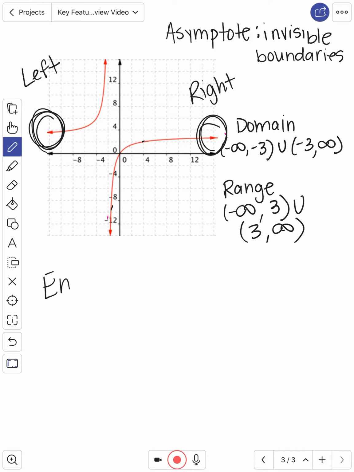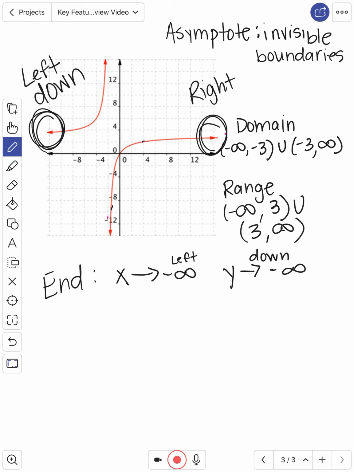So if we're talking about end behavior here, this left side is going down. Even though it's going out to the left, it's still going to keep going down and down and down. So this is going to be left and down. As x approaches negative infinity, that's left. Remember, that means to the left. Y is going to negative infinity, which means down. On the right side, as my x goes to infinity, y goes to infinity, because as it goes to the right, it's still gradually going up, which is positive infinity.